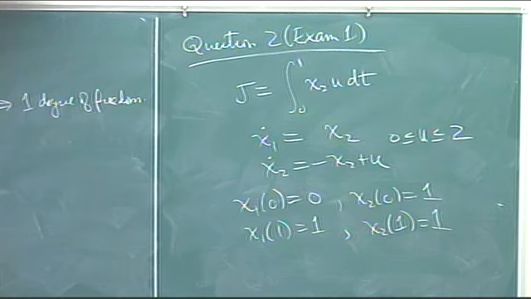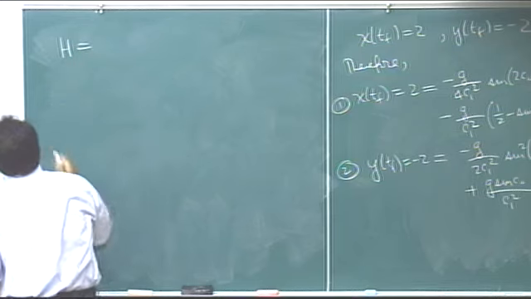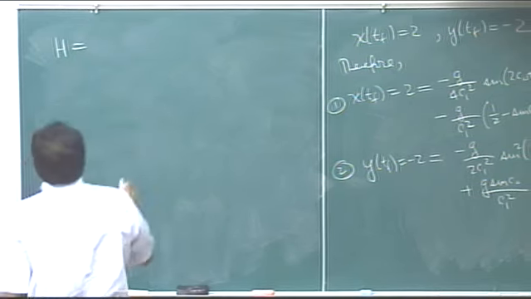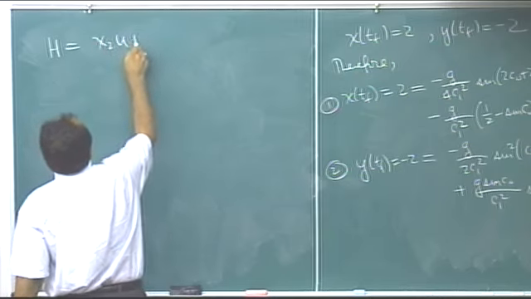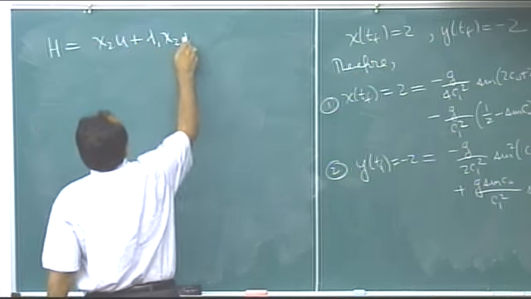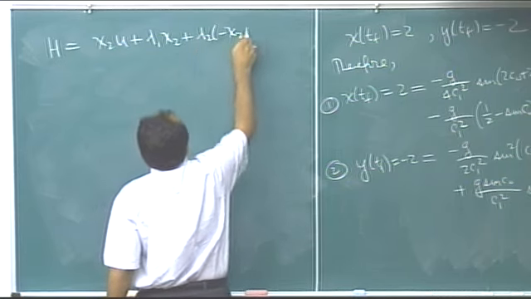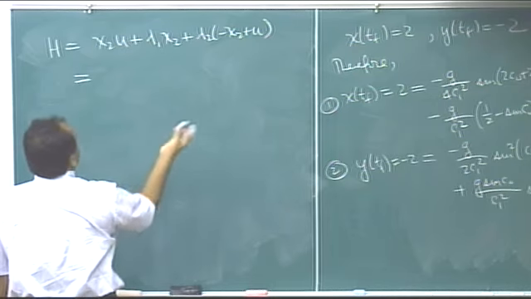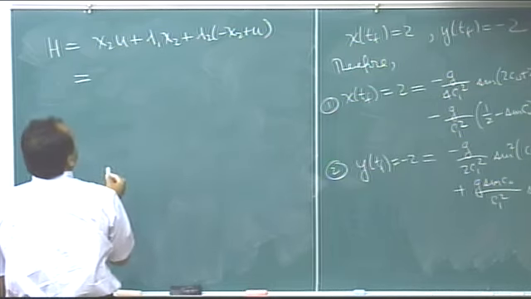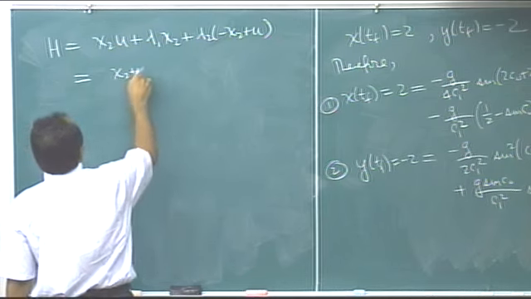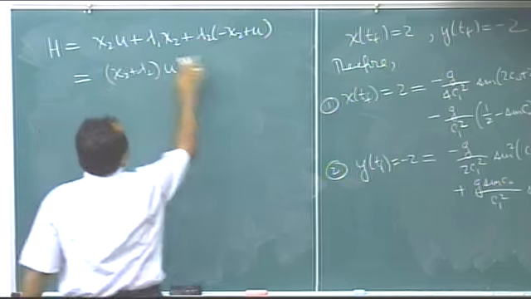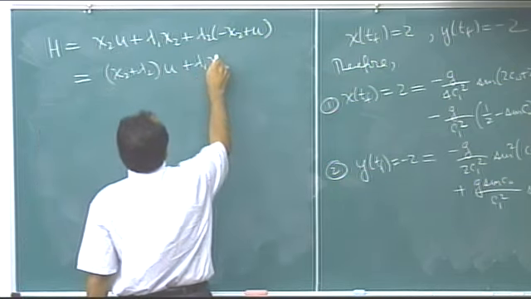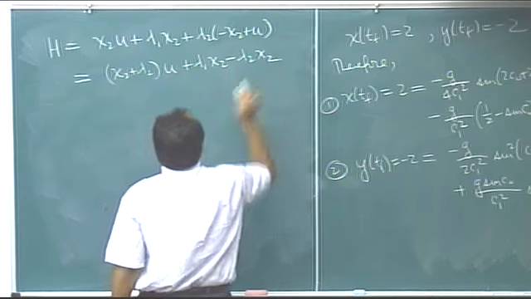Okay. Now, in order to solve this problem using calculus of variations, we need to form the Hamiltonian. So we know the Hamiltonian in this case is equal to L plus lambda transpose F, which is x2 u, that's L, plus lambda 1 x2 plus lambda 2 times minus x2 plus u, which is equal to what? So if you rewrite this so that you put everything involving the control together, what do you wind up getting? You wind up getting x2 plus lambda 2 times u. That takes care of this term and the last term over there, plus lambda 1 x2 minus lambda 2 x2.